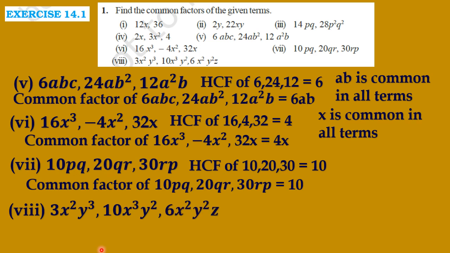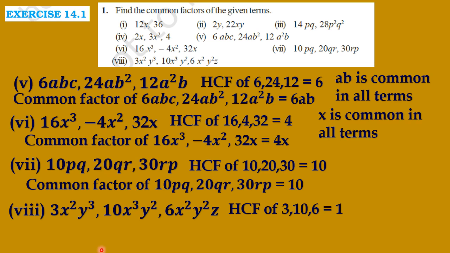Question number 8. 3x square y cube, 10x cube y square, 6x square y square. So here the HCF of 3, 10, 6. There is no common divisor. 3 and 6 are divisible by 3, 10 and 6 are divisible by 2. But if you take the 3 numbers together, 1 is the HCF.